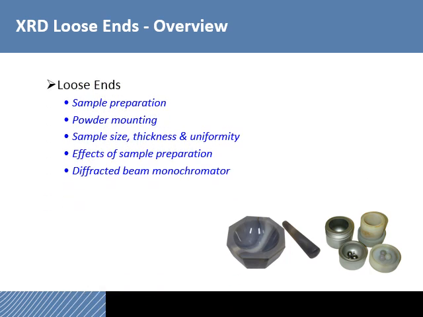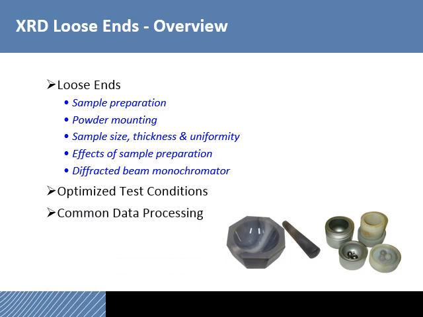So we'll talk a little bit about sample preparation, powder mounting, the importance of sample size and thickness, the effects of sample preparation, and we'll talk a little bit toward the end about the effect of a diffracted beam monochromator. We'll also talk about optimizing test conditions for obtaining diffraction patterns. That means like the step size, the length of time that you run the scan, and so forth. And then we'll talk about some common data processing.